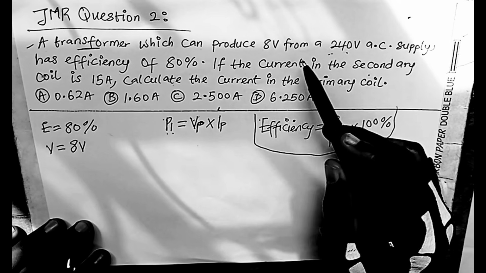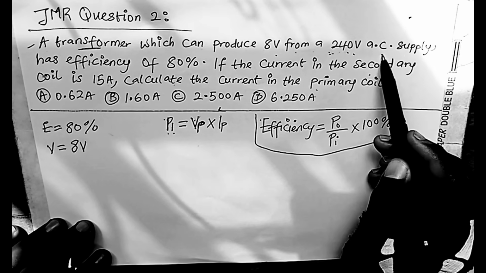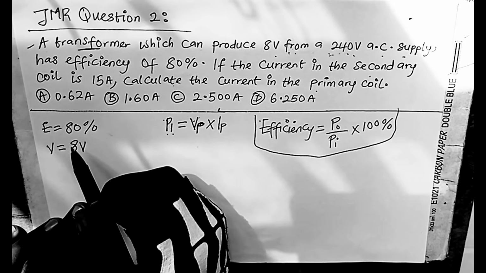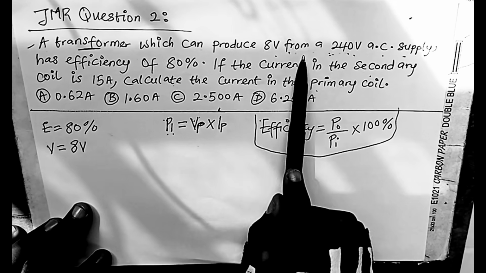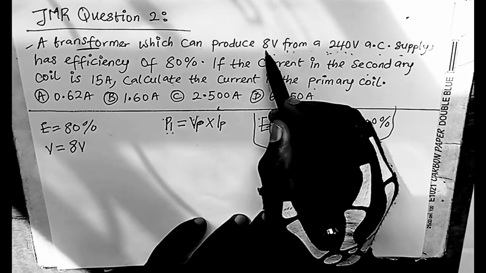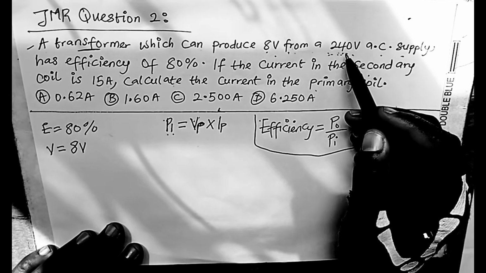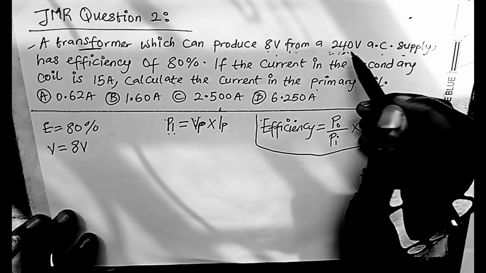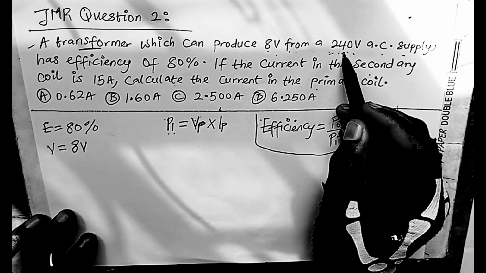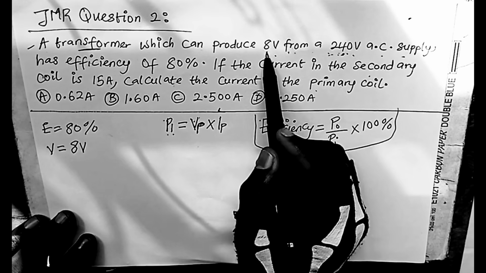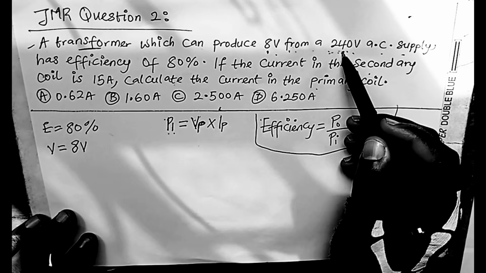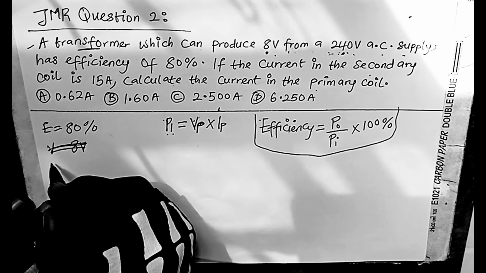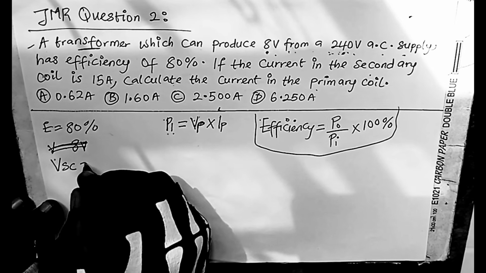They gave us 8 volts from a 240 volt AC supply, so it produces 8 volts. This one is the volt of the secondary coil. It shows that the 240 volts was induced into the primary coil, and it was then stepped down to this 8 volts. Which part of the transformer does this volt pass through to be stepped down? It should be the secondary coil. So this is not correct. This should be the volt of the secondary coil, equal to 8 volts.